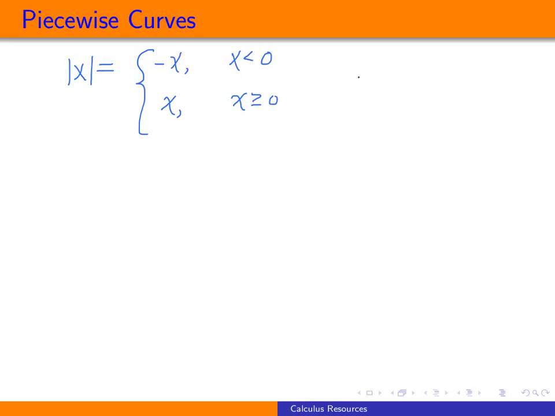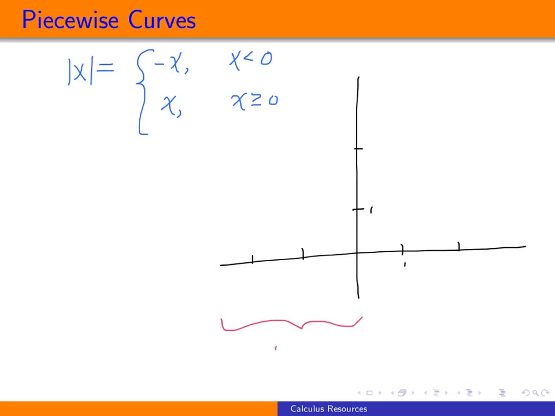And let's verify this graphically. I'll let each dash here represent 1 unit. So when x is less than 0, we're going to be sketching the curve y equals minus x. And when x is bigger than or equal to 0, we're going to be sketching the line y equals x. So y equals minus x, once again, slope minus 1 passes through the origin. And it's for x less than 0.